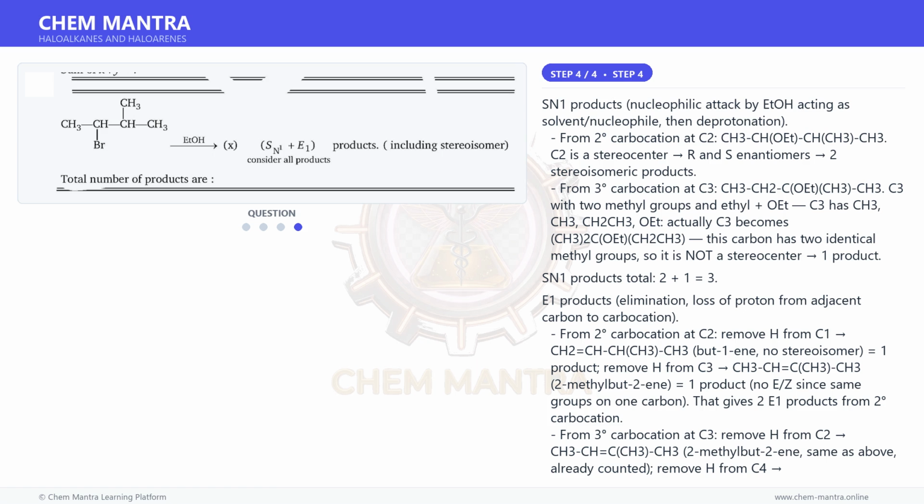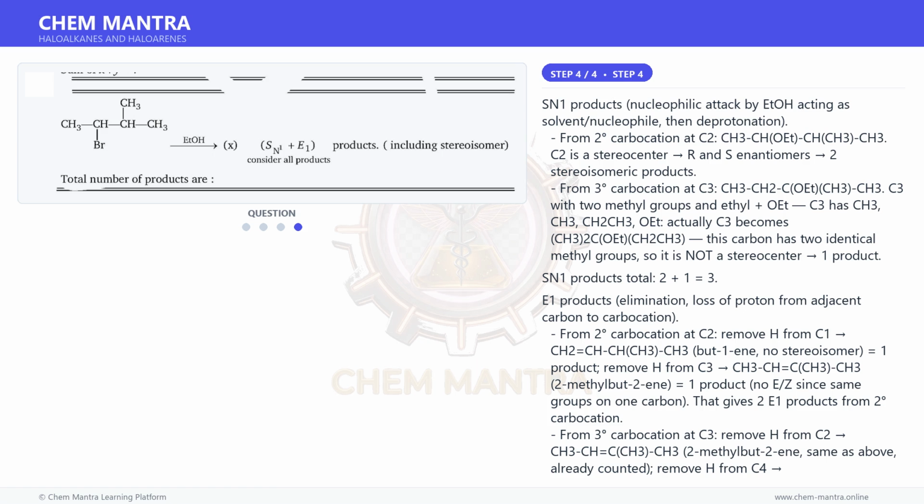E1 products, elimination, loss of a proton from a carbon adjacent to the carbocation. From the secondary carbocation at C2, remove H from C1: CH2=CH-CH(CH3)-CH3, but 1 Na, no stereoisomer, equals 1 product. Remove H from C3: CH3-CH=C(CH3)-CH3, 2-methylbut-2-ene, no E/Z since the same groups are on one carbon, 1 product. That gives 2 E1 products from the secondary carbocation.